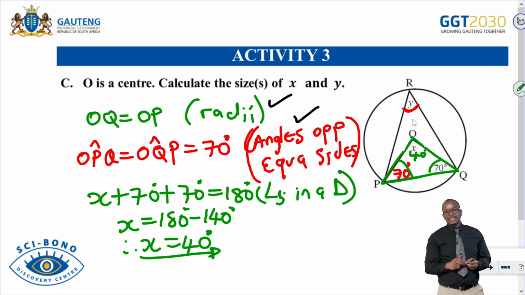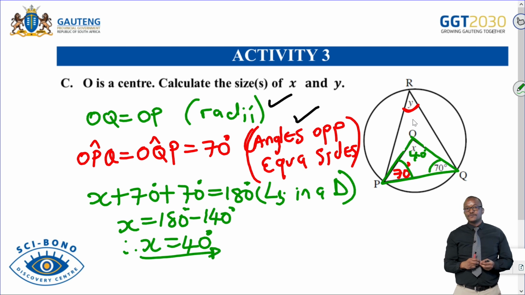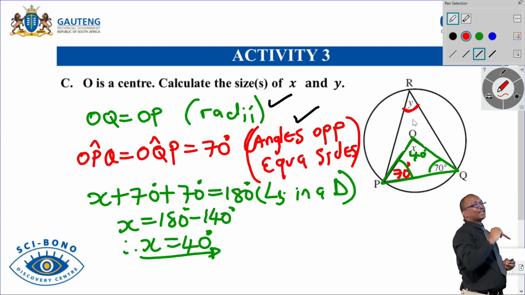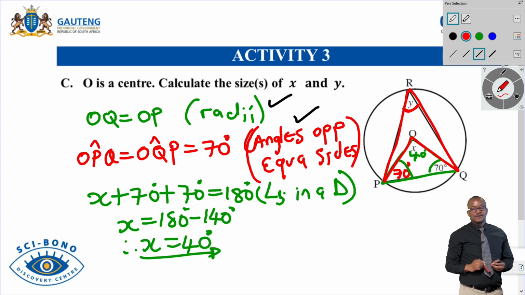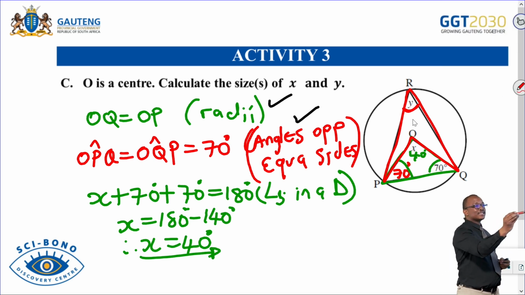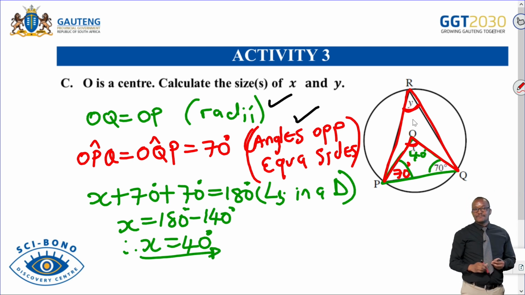Then now, after getting x, we still need to calculate for y. So now, you can see from the diagram there, we have a picture like this. Now we talk about the second theorem. Angle at center is 2 times the angle at the circumference. That's where now we are coming from.